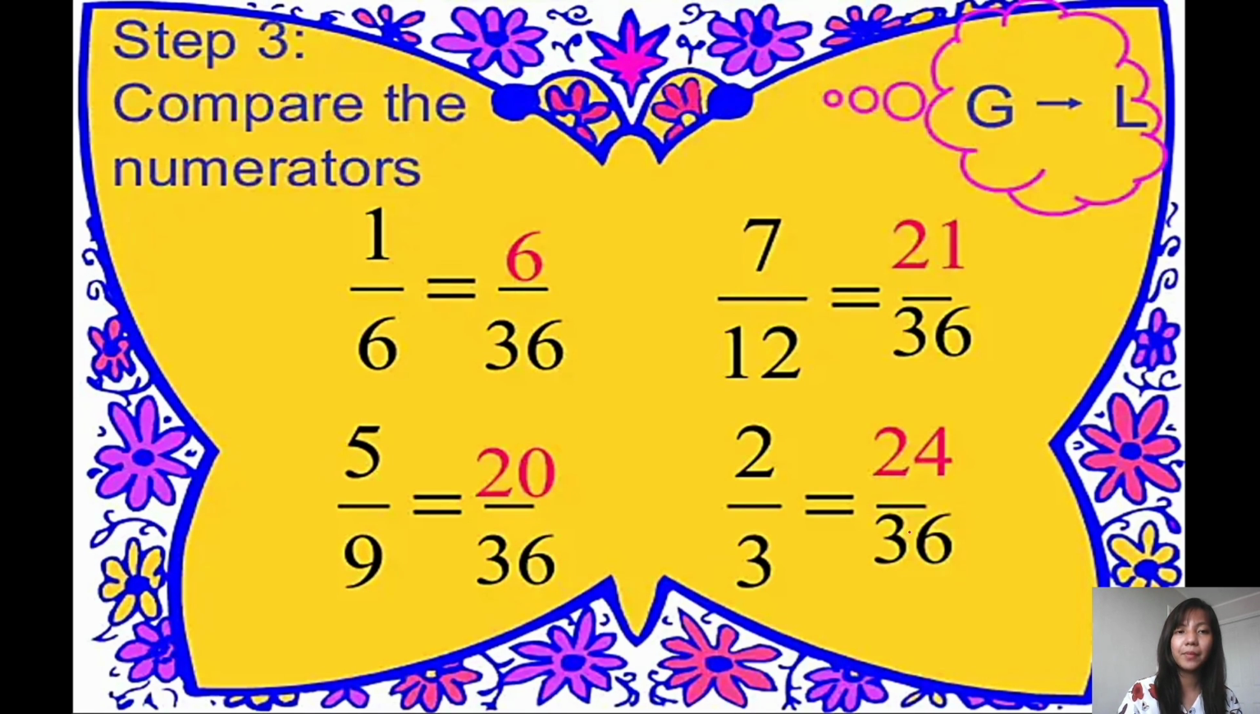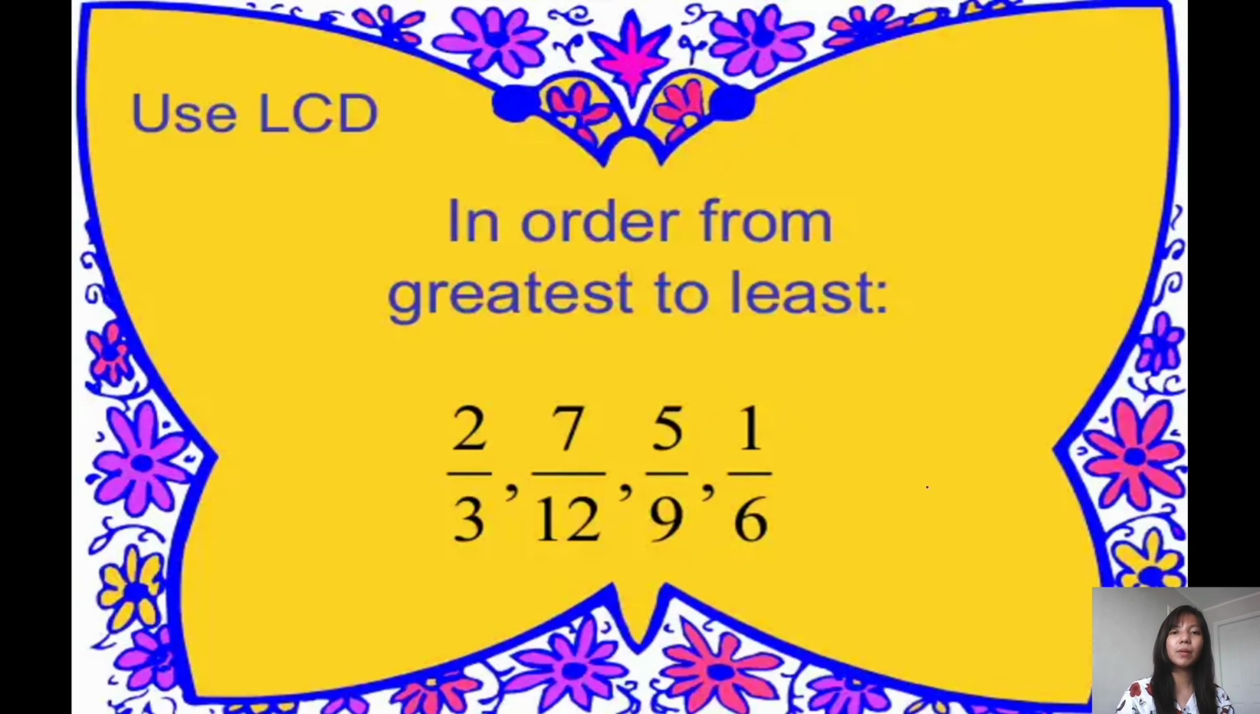And then step 3, compare the numerators. So now we have the same denominators. We can compare the numerators, the ones shaded in pink. Okay, 6, 20, 21, 24. So from greatest to least: 2 over 3, 7 over 12, 5 over 9, and 1 over 6.